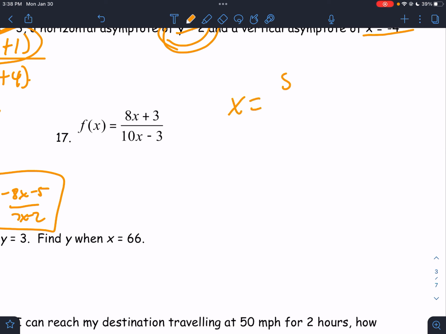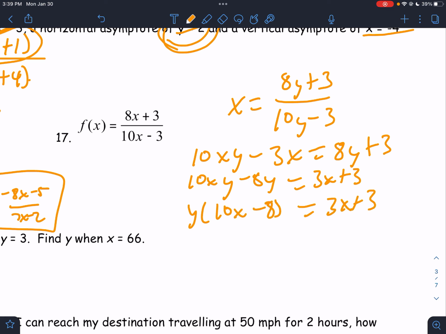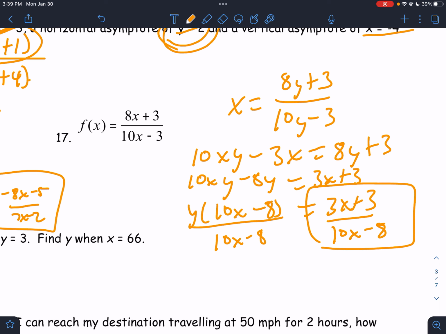X equals 8y plus 3 over 10y minus 3. Multiply the 10y to both sides, and you're going to get 10xy minus 3x equals 8y plus 3. Get your y's on one side, so 10xy minus 8y. Move the 3x over, giving me 3x plus 3. Factor out the y, that'd be 10x minus 8. And then divide both sides by 10x minus 8. And that would be your answer. That would be your inverse.